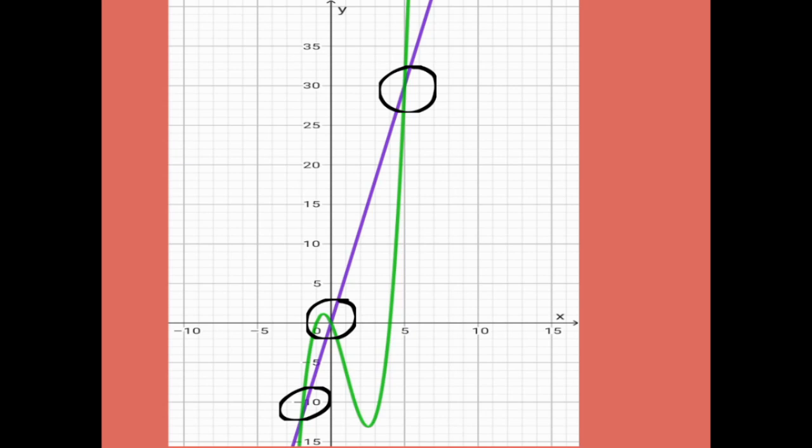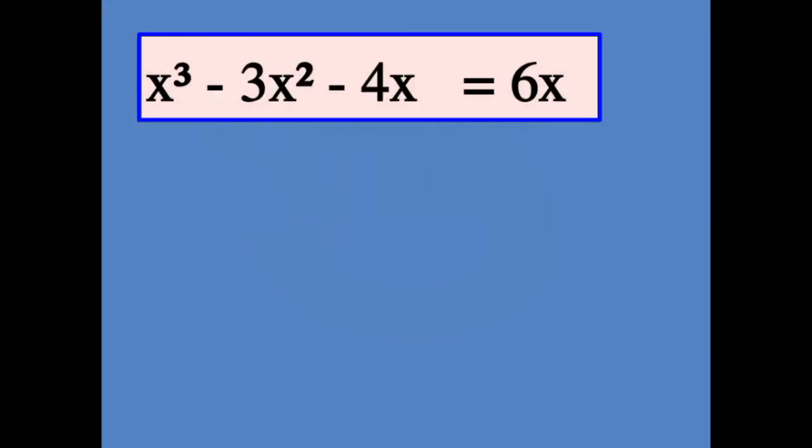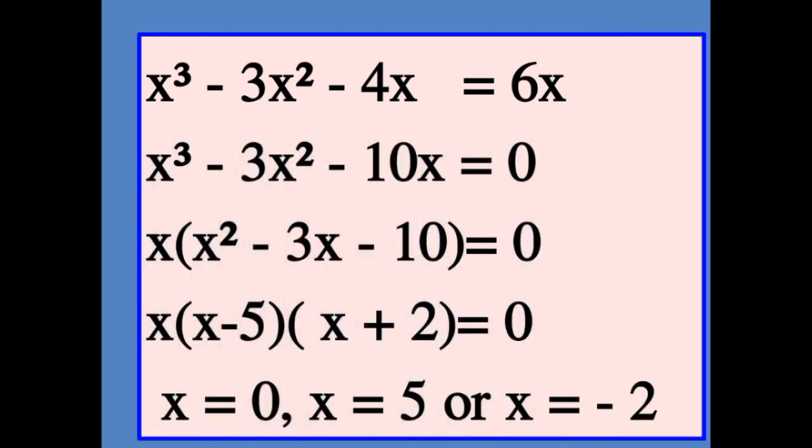In order to find the coordinates of the points of intersection, first solve the equation x cubed minus 3x squared minus 4x equals 6x. So, x to the power 3 minus 3x squared minus 10x equals 0. Factorize, then it's x times (x squared minus 3x minus 10) equal to 0, x times (x minus 5) times (x plus 2) equal to 0. x equals 0, x equals 5 or x equals minus 2.